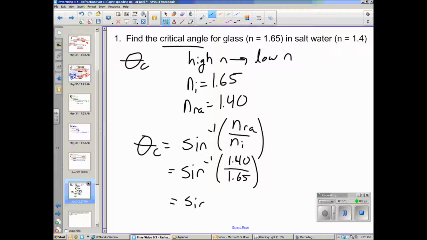Type that into your calculator, and you get 58 degrees. Okay? So what that means is, if you're going from glass into salt water, if your incident beam is at an angle of 58 degrees, that's the dividing line between where the light reflects only and reflects and refracts. Again, if you want to see an animation of it, it would look like this.